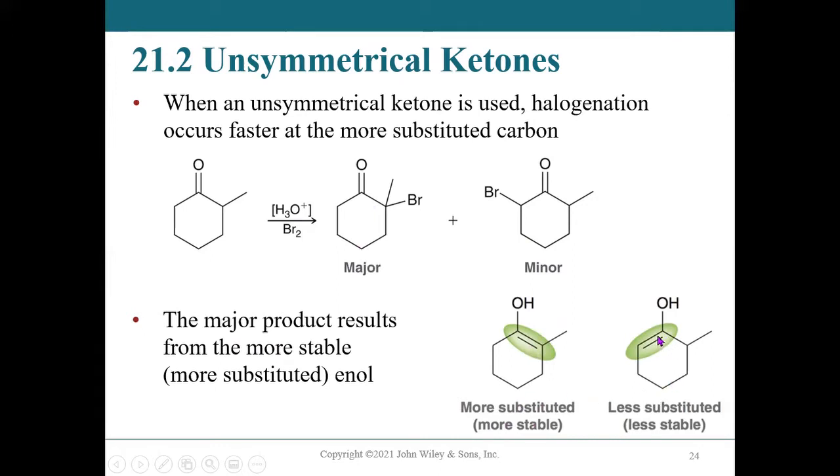This enol is less substituted. What that means is you compare the carbons in the C=C double bond and how many H are replaced by alkyl groups. So here all 4 H are replaced by alkyl groups or some other atom, and here there's one hydrogen left over, so it's less substituted.